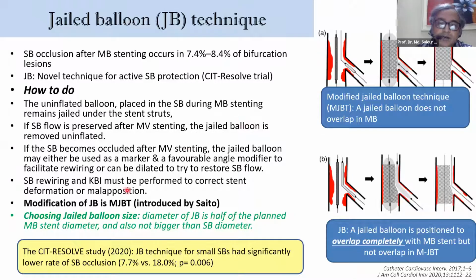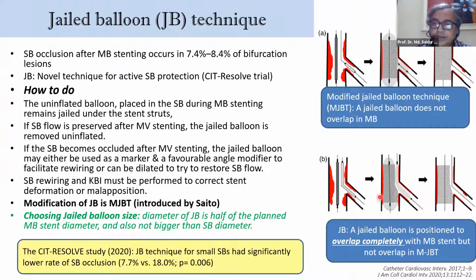What about the jail balloon? That is also very important, because around 8% of bifurcation lesions get SB, side branch, occlusions, and we can prevent it with a jail balloon. Saito in Japan is very enthusiastic about the jail balloon, and he has also advocated the modified jail balloon, along with the conventional jail balloon.